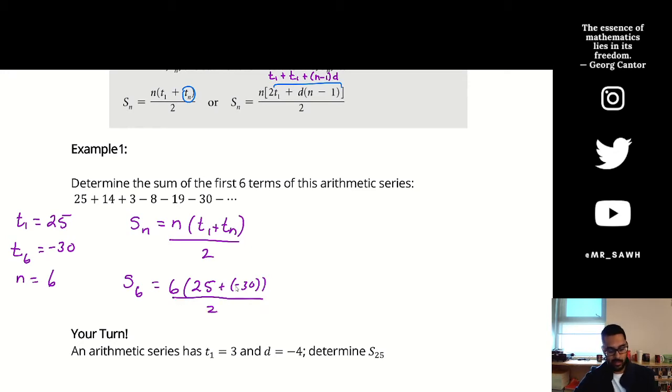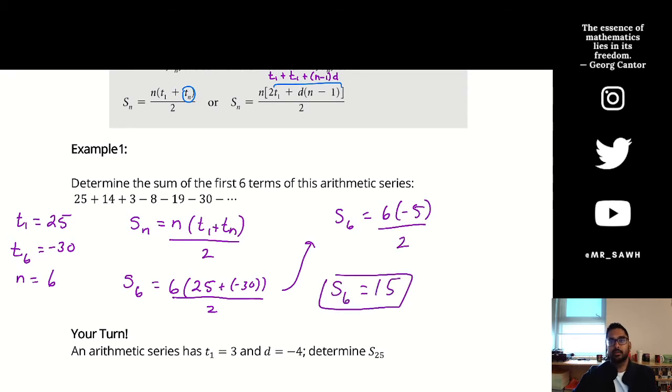So you can simplify this, and you will find that the sum of our 6 terms is equal to 6 multiplied by negative 5 over 2. So the sum of the first 6 terms is 15. Now it's not terrible, you could have added them together by hand, but what happens if you're looking for the sum of the first 600 terms? That might be a little bit more challenging. This is where this formula becomes nice. Since it is small, you can check it by hand and make sure that it still works.